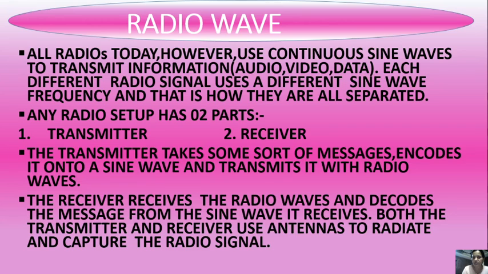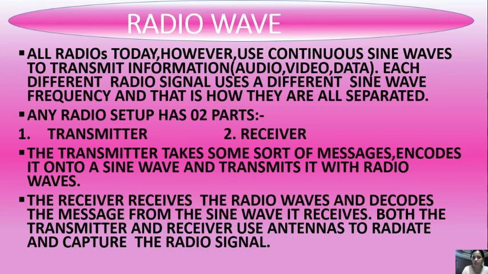Both the transmitter and receiver use antennas to radiate and capture the radio signal. So this is the process here. There are two parts, transmitter and receiver. The transmitter takes some sort of message and encodes it onto the sine wave and transmits it with radio waves. And at the other end, the receiver receives those radio waves and decodes the message from the sine wave it receives. Both use antennas for this purpose. So this is the working of transmitter and receiver.